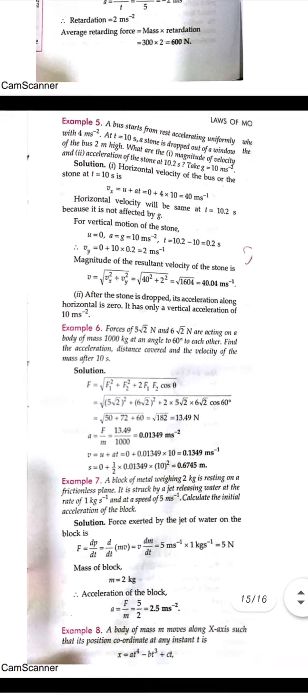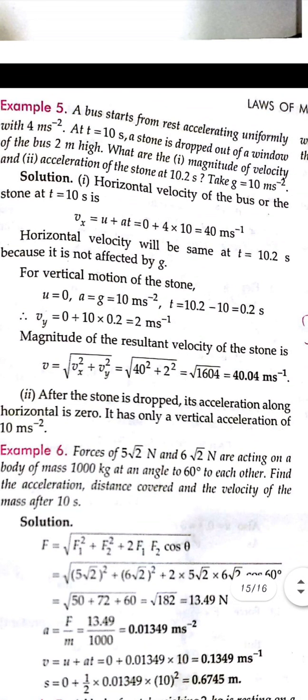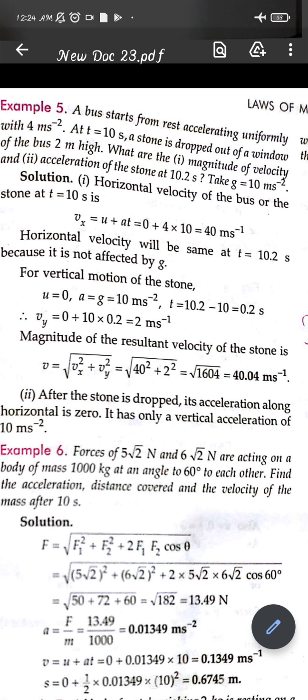You can see more examples here, but we'll be talking about this in the next class also. And if you want, you can solve it on your own. The bus starts from rest, accelerating uniformly with 4 meter per second square. So a is given as 4, and it started from rest, so u will be 0. For the horizontal velocity vx, v is equal to u plus a into t, acceleration is given as 4 and t is given as 10. So multiplying, we get the horizontal velocity vx equal to 40 meter per second.